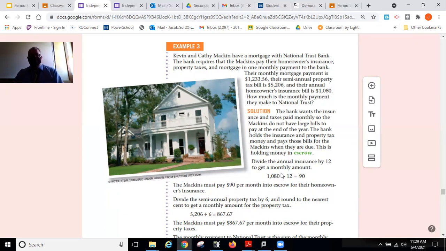Okay, so this is an annual payment. So we're going to divide that annual by 12 in order to get it into a monthly. And if you look at that, okay, $90. Homeowners insurance really only costs the Mackins $90 per month.